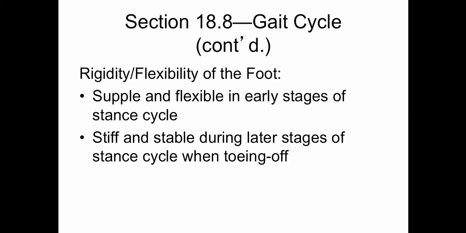The foot must be supple and flexible to adapt to the uneven surfaces of the ground. It must be stiff and stable to propel the body forward during toeing off. Supination holds the arches high and creates a more rigid, stable foot for propulsion. But the ability of the plantar fascia to change from being lax to taut is created by the windlass mechanism.